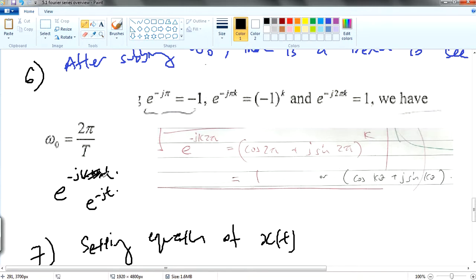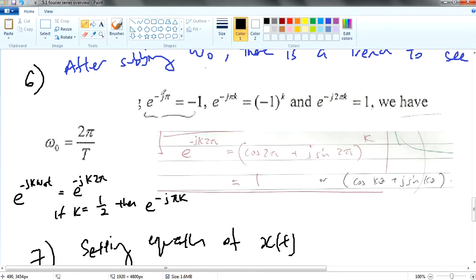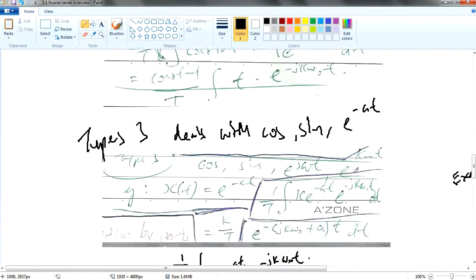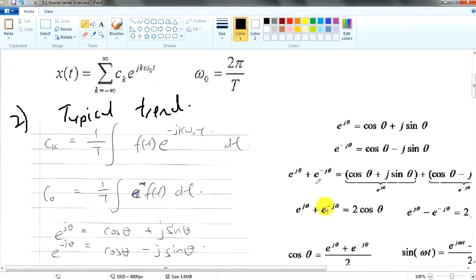Okay, after reading, I realized: similarly, we take e to the minus jk omega t. Let's take omega times the period, which equals 2 pi. So this portion becomes 2 pi. Then e to the minus jk 2 pi can be represented in terms of Euler's formula.